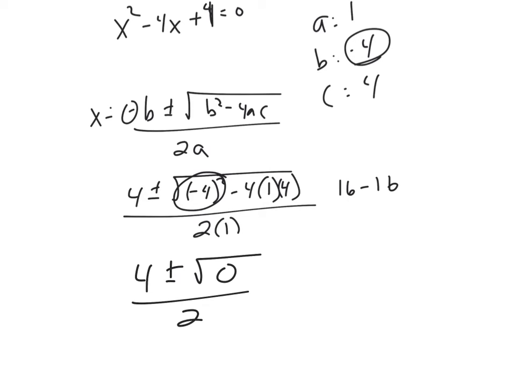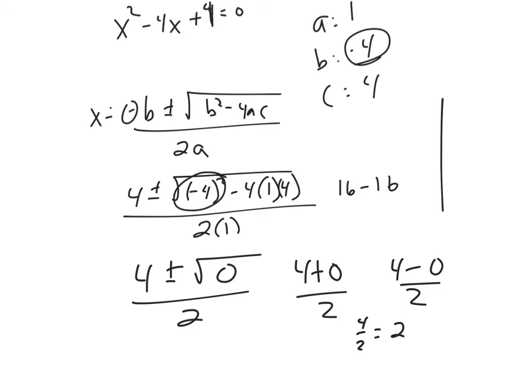Well, what's the square root of 0? 0. So I don't have to plus, 4 plus 0 is going to be the same as 4 minus 0, isn't it? That's why there's only one answer, because it's 4 over 2, which is 2. The only answer is 2. So we know that my parabola looks like this here. We know exactly what it looks like. Okay?